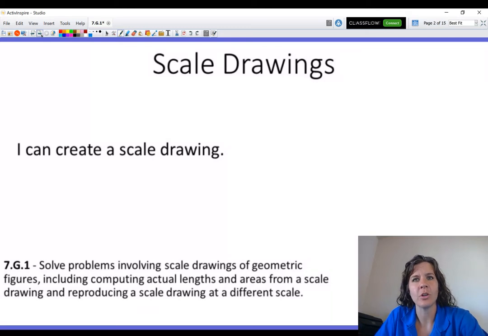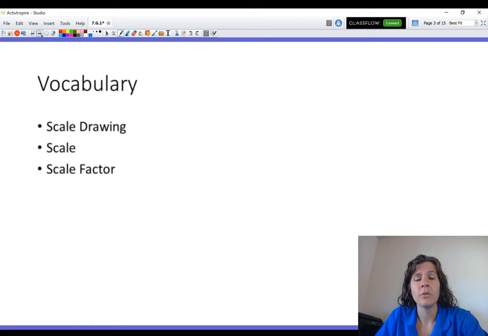Today we're going to be talking about scale drawings. By the end of this video, you should have all the tools in your toolbox to be able to create your own scale drawing. The standard that goes with this video is 7.G.1. The vocabulary that we're going to be discussing today is scale drawing. We have to know what a scale drawing is in order to create one. Scale and scale factor, those are the tools that we're going to use to create our scale drawing.